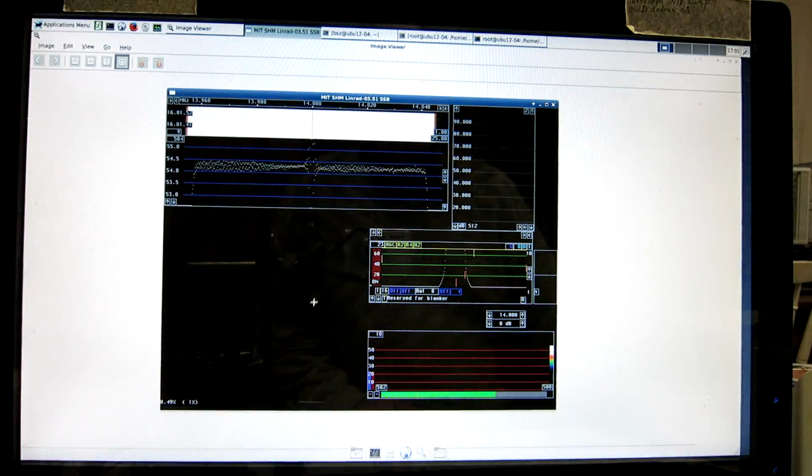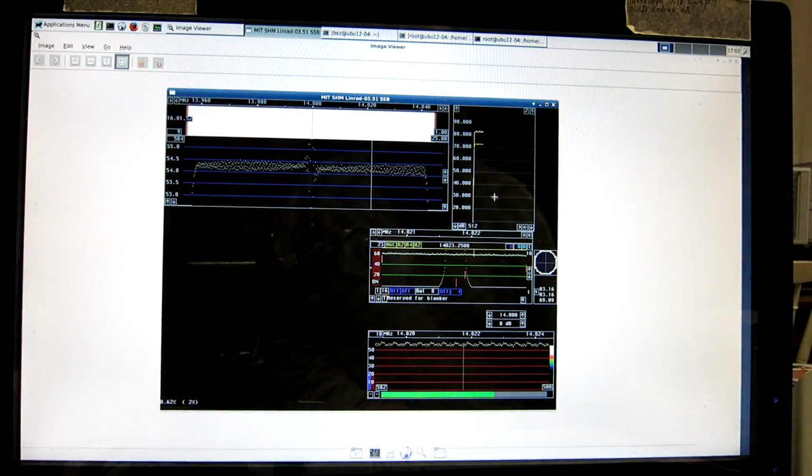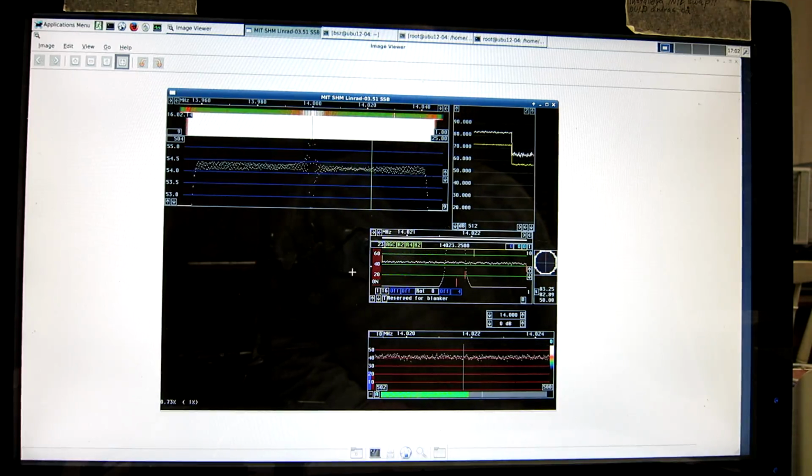Here Linrad is running with the function generator as input. Select the signal and we can see the noise level is at 72 dB. And enable the smart blanker here. It goes down to 58 or something.